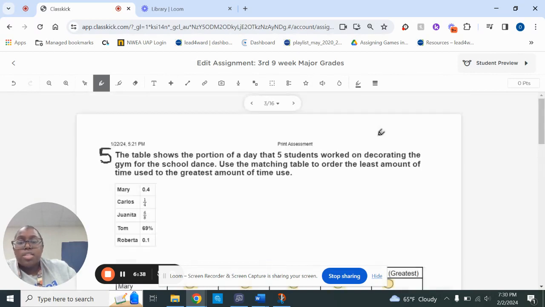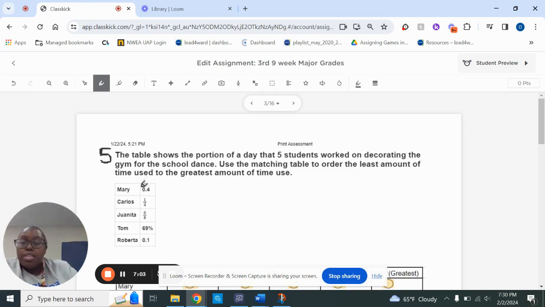Let's go to the next problem, number 5. The table shows the portion of a day that 5 students worked on decorating the gym for the school dance. Use the matching table to order the least amount of time used to the greatest amount of time used.